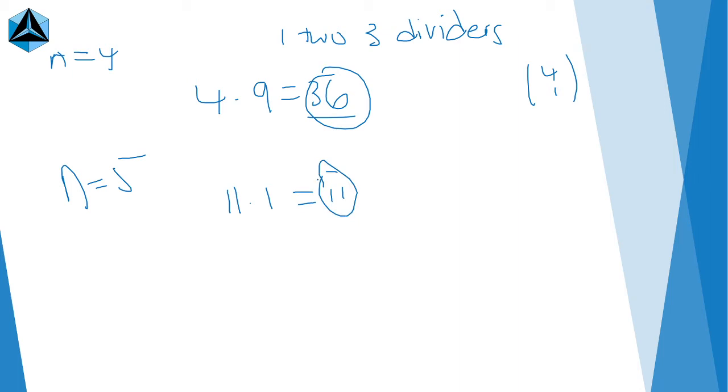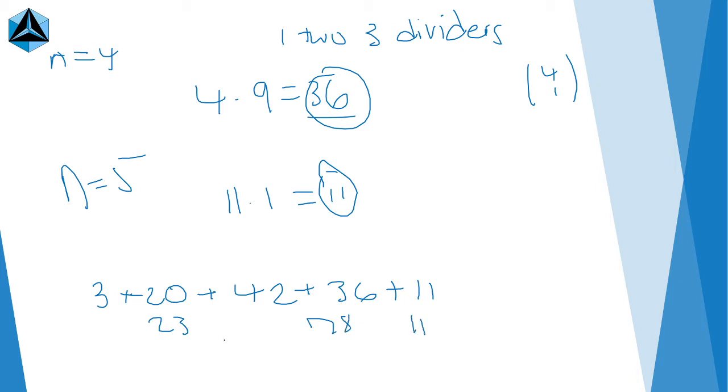So now we can get our answer. We've done our cases. So our answer is just going to be the sum of what we got in each case. It's going to be 3 plus 20 plus 42 plus 36 plus 11. Just adding this up. So this is going to be 23, this is going to be 78, 11, 23 plus 89, 100, it's going to equal 112.